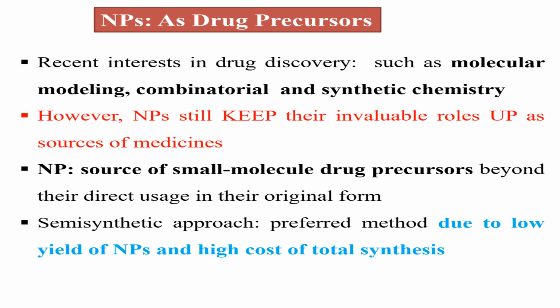So how do natural products act as drug precursors? Recent approaches in drug discovery such as molecular modeling, combinatorial chemistry, and synthetic chemistry can rely highly on natural product drug discovery. However, natural products still keep their invaluable role as a source of medicine, and as a source of small molecule drug precursors beyond their direct use in their original forms. By using a semisynthetic approach, we can increase the yield obtained from natural products and avoid the high cost of total synthesis. So the semisynthetic approach is preferred due to the low yield of natural products and the high cost of total synthesis.